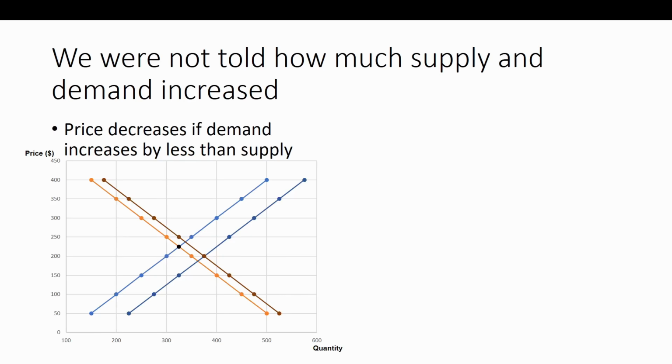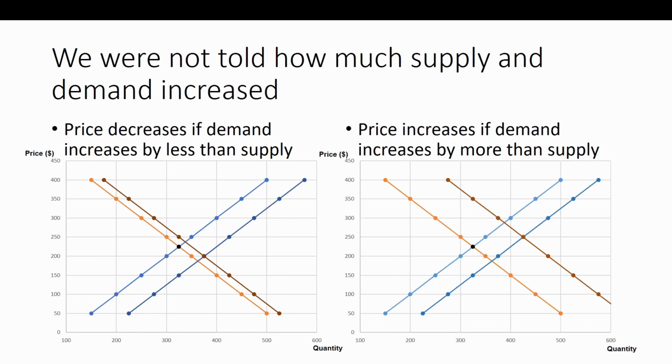If demand increases by less than supply, that's going to lead to a price decrease. Okay? So here's our old equilibrium, and demand increased just a little bit, and supply increased a lot. So here's our price earlier of $225, and our new price is at $200. Okay? But price will actually increase if demand increases by much more than supply. So we have the same supply shift, and demand increases by a lot. We've gone from a price of $225 up here to a price of almost $300. So we actually can't say.